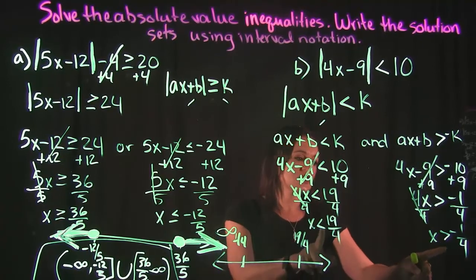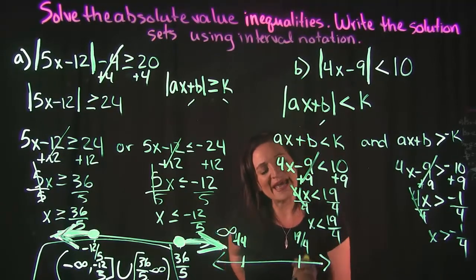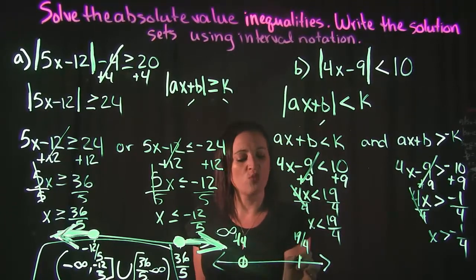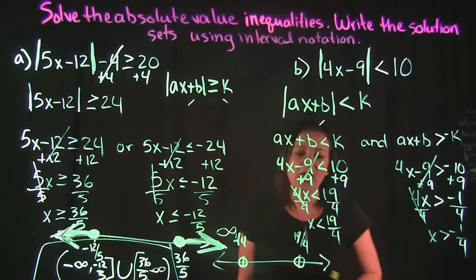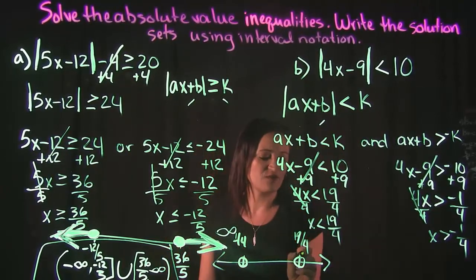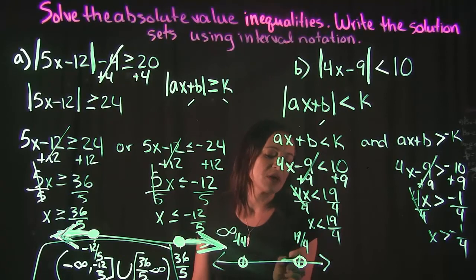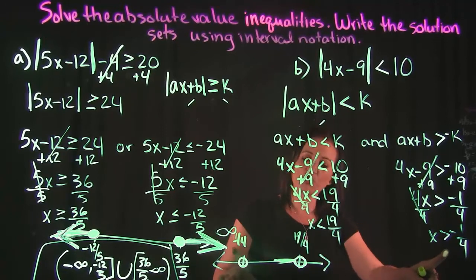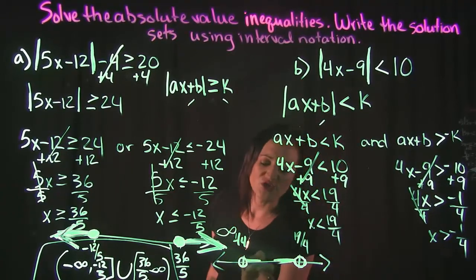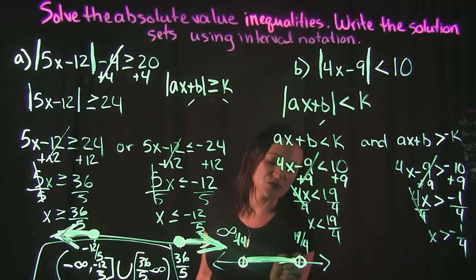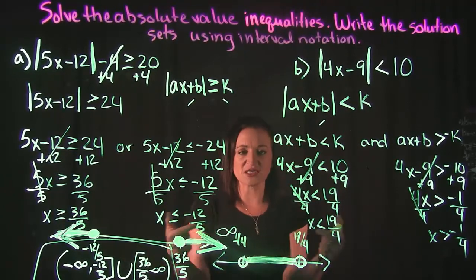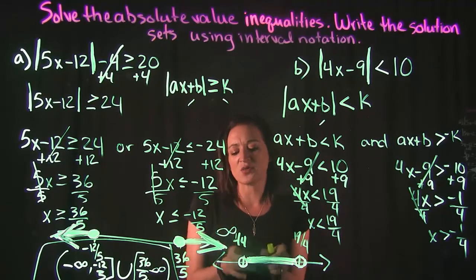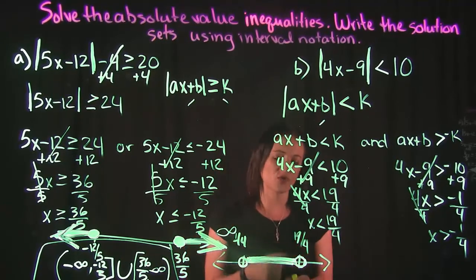If I'm taking a look at these two problems, I have a greater than or a less than symbol. Neither one of them has the equal sign on it, so that means it's going to be an open dot for both of these. It says that I want less than the 19 fourths, so this is my 19 fourths. I want everything less than that, which is everything to the left. And it says I want everything greater than the negative 1/4, so that's everything to the right. So that means that I'm shading this area right here in between both numbers. This shaded area is what I need to put in interval notation.